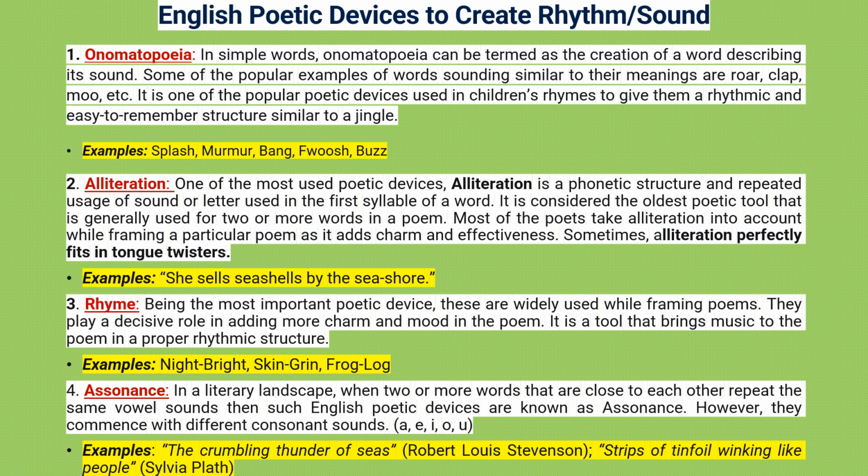The third example given here is rhyme. It is a very important poetic device, widely used while framing poems. They play a decisive role in adding more charm and mood to the poem. Examples are night, bright, skin, grin, frog, log, etc. This is very common: rhyme and rhythm. We always ask you the question: name the rhyming words. What is the rhyme scheme of the poem? Like A B A B B C C. So these are all examples of rhyme.